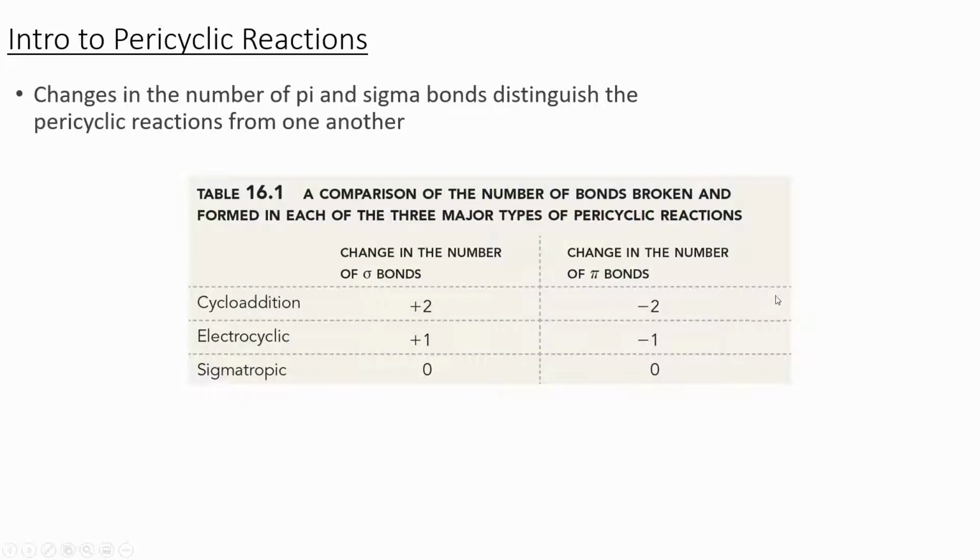So we're going to dissect each of these reactions one at a time, but one of the main differences between the three is the number of pi and sigma bonds that are formed and broken. In the cycloaddition reaction, we form two sigma bonds and break two pi bonds. In the electrocyclic reaction, we form one sigma bond and break one pi bond. And in the sigmatropic rearrangement, we're just going to end with the same number of sigma and pi bonds. So this is a good way for you to distinguish these reactions from each other.